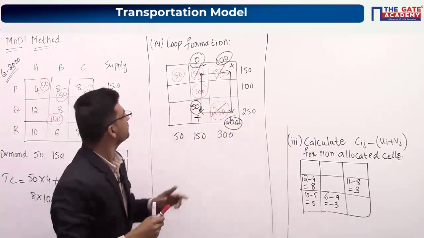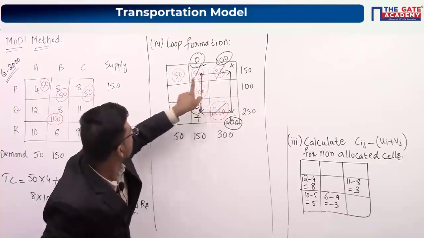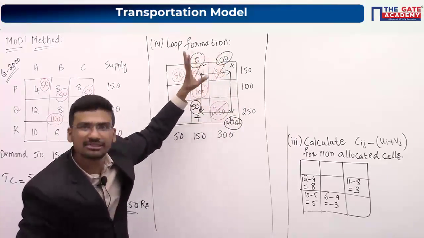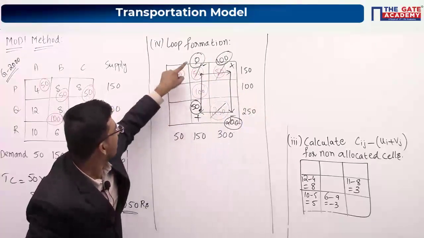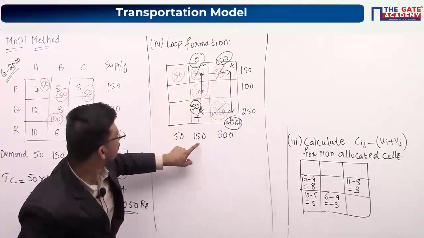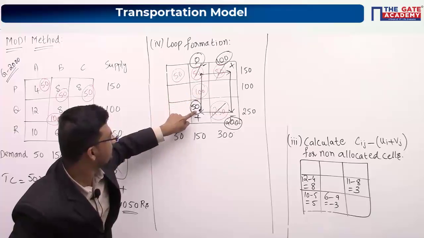Now you just check. So what is this? 150. So 50 plus 100. Now this became 0. Okay. 50 plus 100, 150. It is satisfied. And here also you just check. It should be 150. So 100 plus 50, 150.